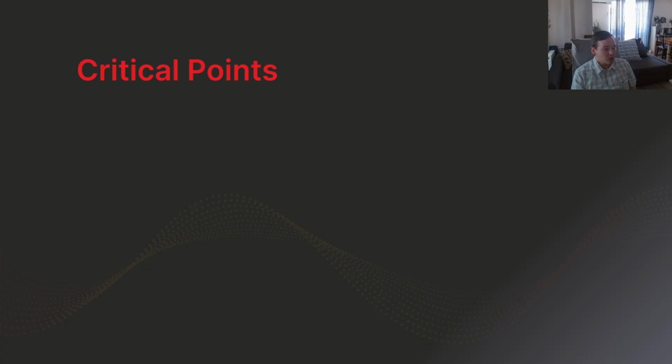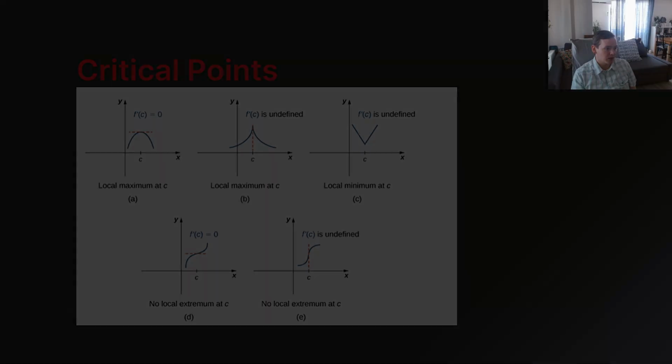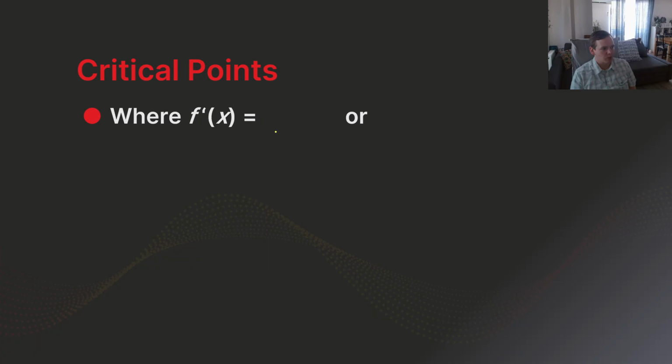So now what happens when the derivative is equal to 0? That is a critical point, or that's one of the places we have critical points. A critical point is where f prime of x is equal to 0, or when f prime of x is undefined. So if it's 0 or undefined, we have a critical point.